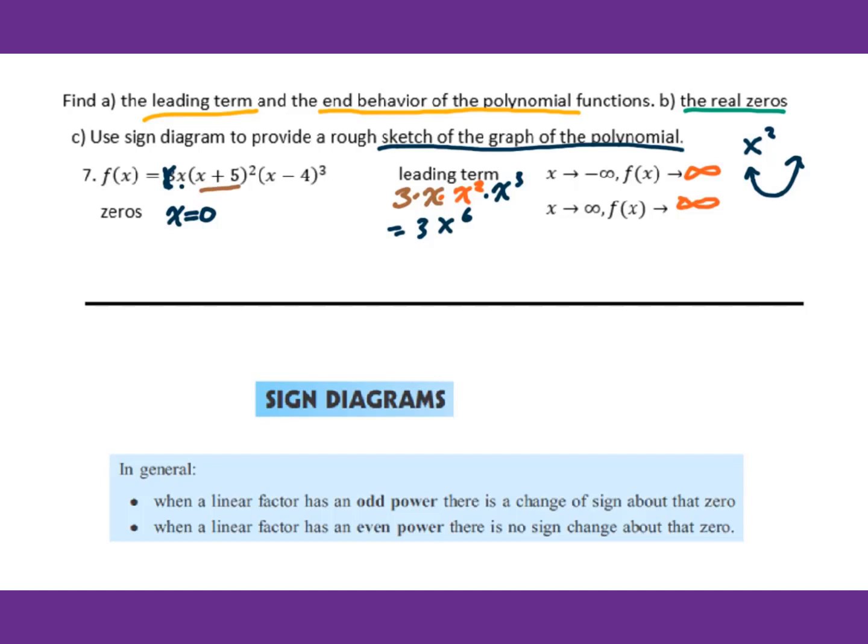Now we go to x plus 5. So we make x plus 5 equal to 0. Then we go to x minus 4. X minus 4 equal to 0. So we got 3 zeros. X1 equal to 0. X2 equal to negative 5. X3 equal to 4.